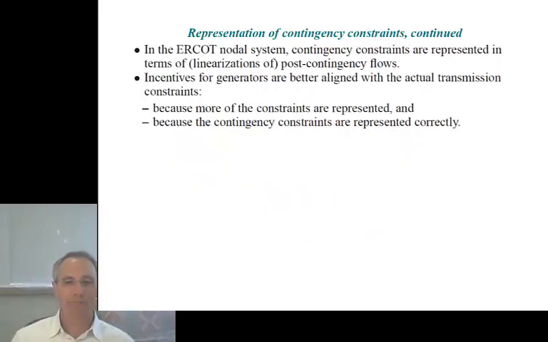In the nodal system, the contingency constraints are represented in terms of linearizations of post-contingency flows in terms of the pre-contingency injections, so the incentives for generators are better aligned with the actual transmission constraints. There are two reasons for this. First of all, the nodal system represents more of the constraints, but also because the contingency constraints are represented correctly, as I've highlighted in the last few slides.